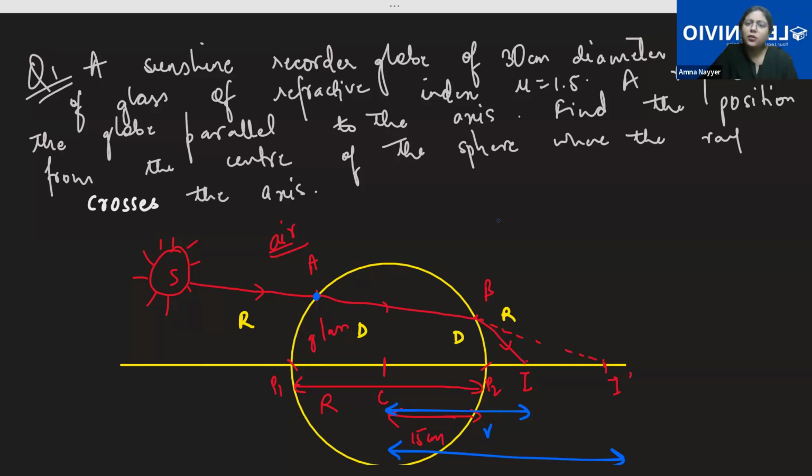Semiconductors, atoms, nuclei, dual nature, very short chapters. But let's see how much we are able to do.